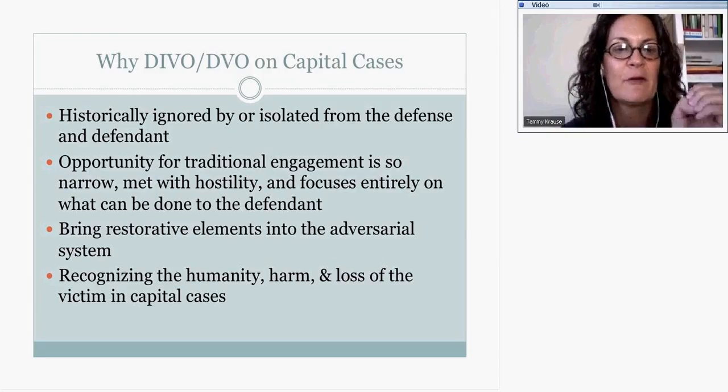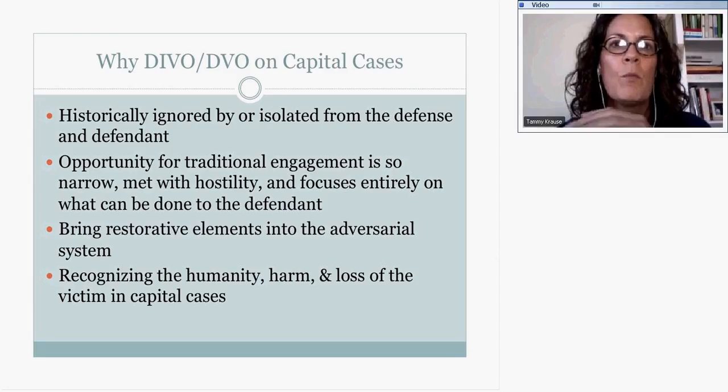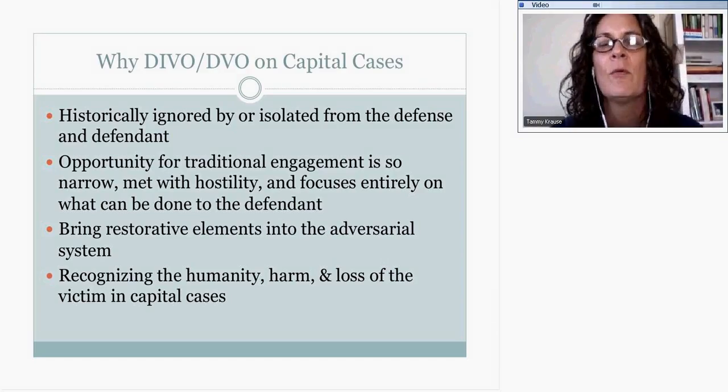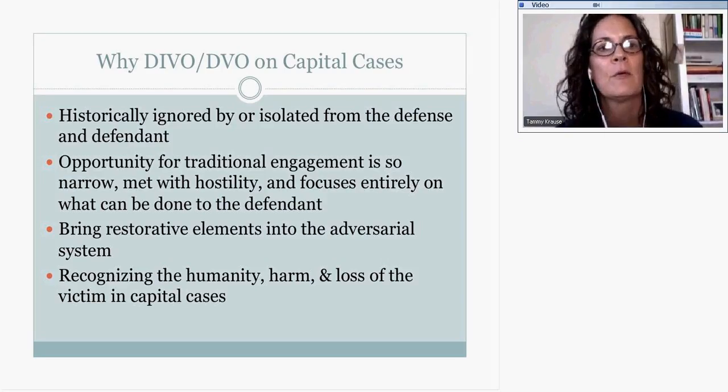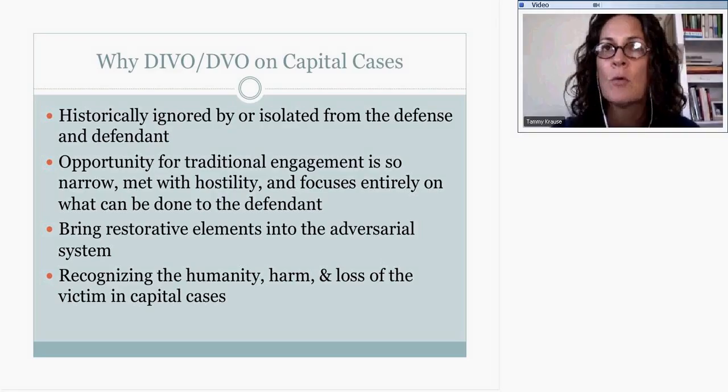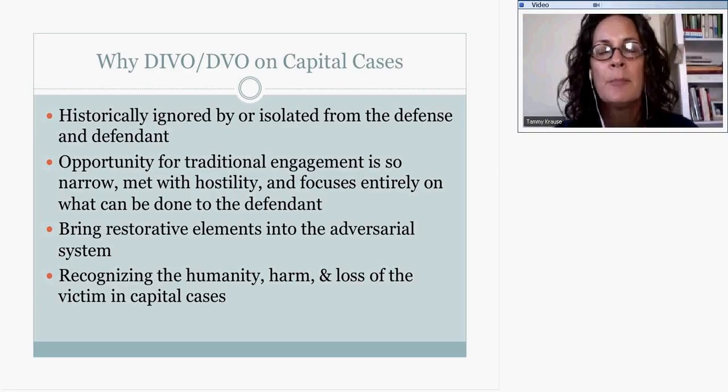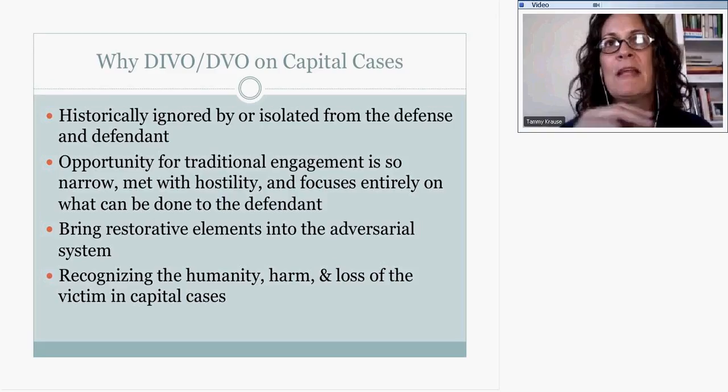And ultimately, what this work is about is recognizing the humanity and the harm and the loss that the victim has experienced in capital cases, and that throughout the whole legal proceedings, victims can either be acknowledged with that kind of humanity, or they can be ignored, which can compound their trauma, compound their pain, and make a situation worse. And I think as a society, we owe it to victims to do more than that.